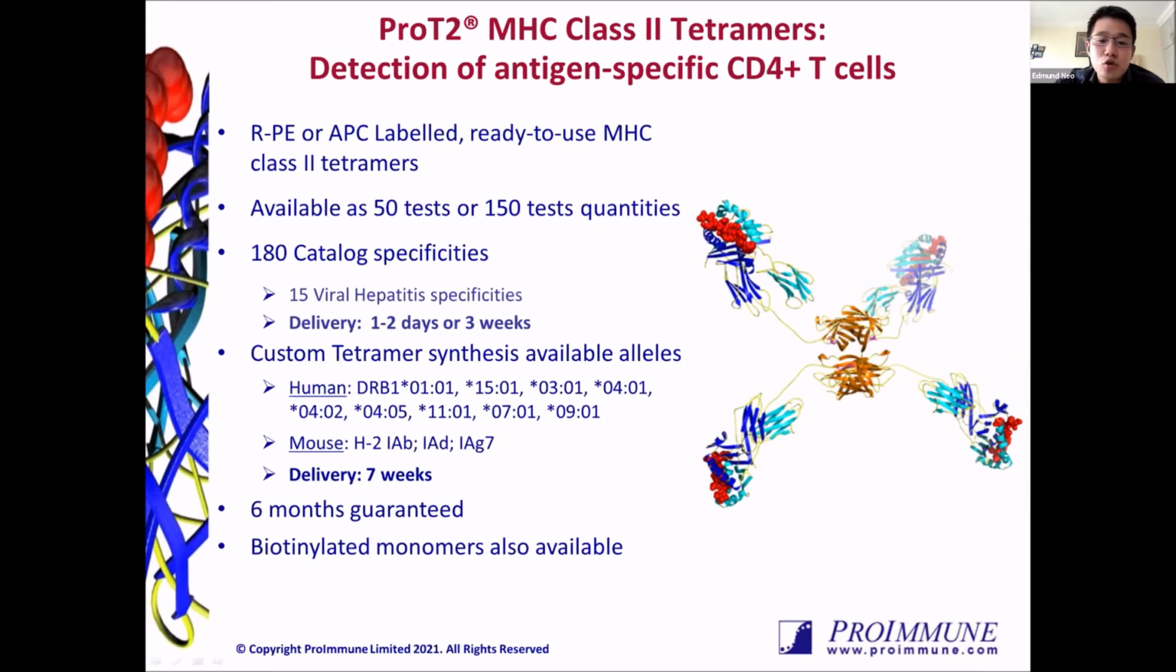If you cannot find the tetramers that you are interested in, we are able to offer them as custom tetramers for the human and mouse alleles listed here. And they are ready to be shipped out in about 7 weeks. This product is 6 months guaranteed, and we can offer them in the biotinylated monomer format too.